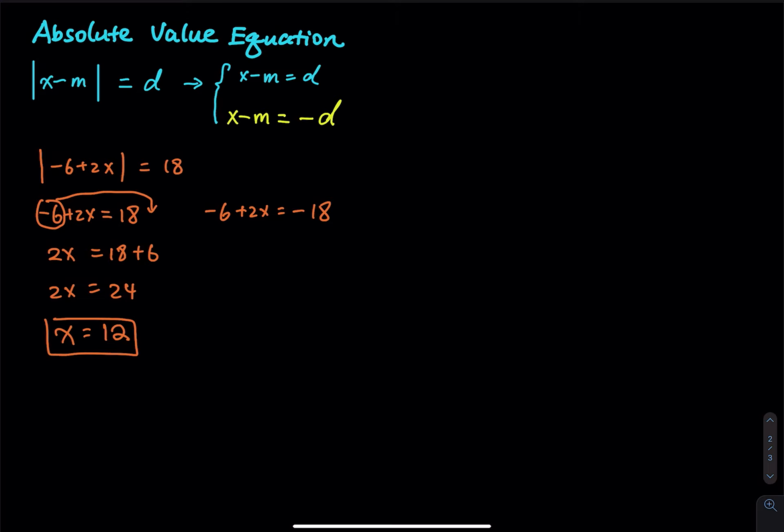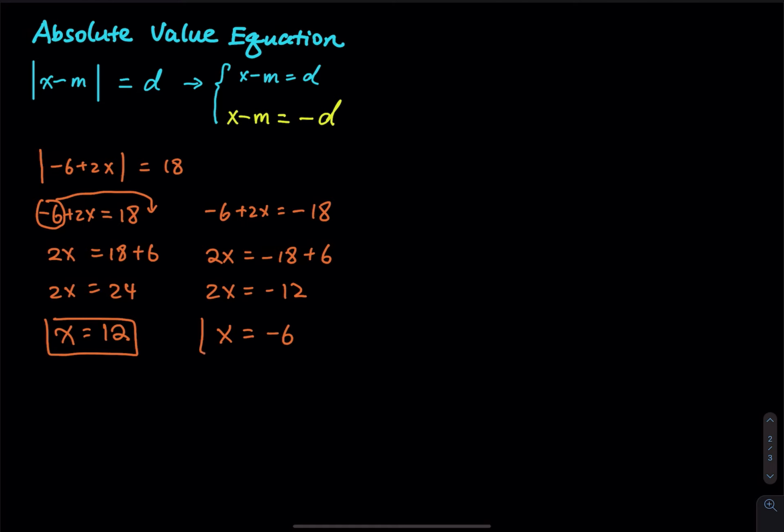And then the other one, we have negative 6 plus 2x equals negative 18. So we have 2x equals negative 18 plus 6, which equals negative 12. Then you divide both sides by 2. x equals negative 6.